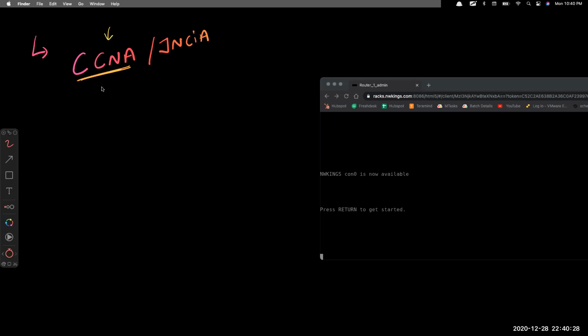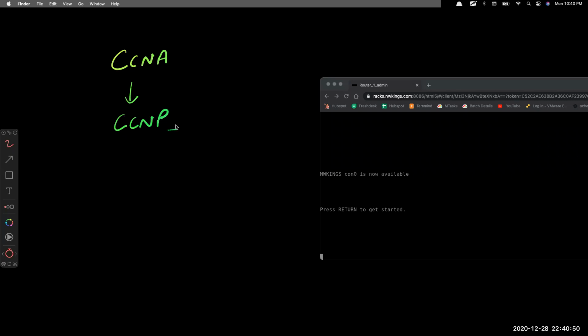So you can start with CCNA. You can learn Juniper things after CCNA, so it's better to go with CCNA first. CCNA and JNCIA are both equivalent, so I'll write CCNA only. You can start with CCNA, and further you can go for CCNP.